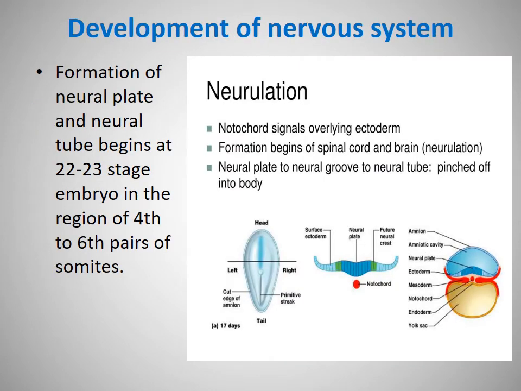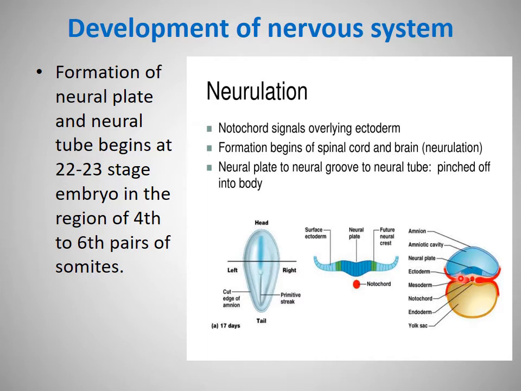Now, the first indication of the development of the nervous system takes place at the stage of the 22 to 23 day embryo in the region of the 4 to 6 pairs of somites by the formation of the thickened ectoderm under the inductive influence of the notochord and the paraxial mesoderm at a trilaminar stage of the embryo.